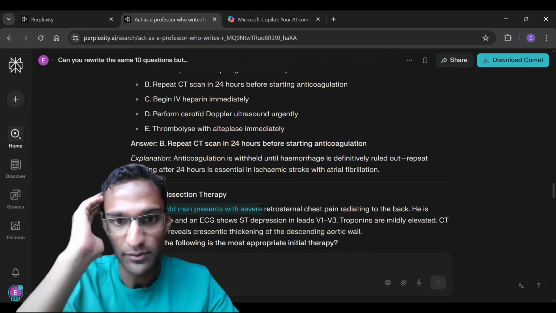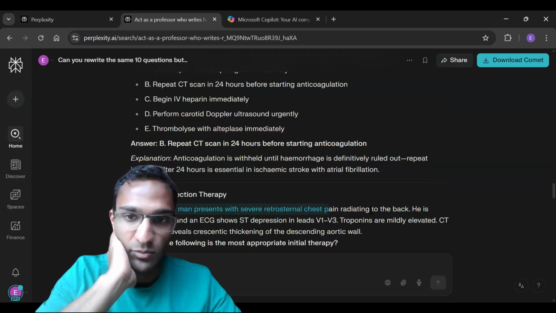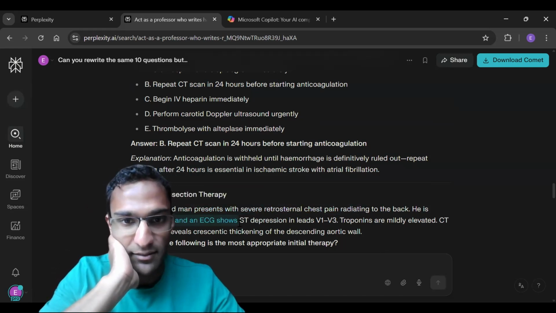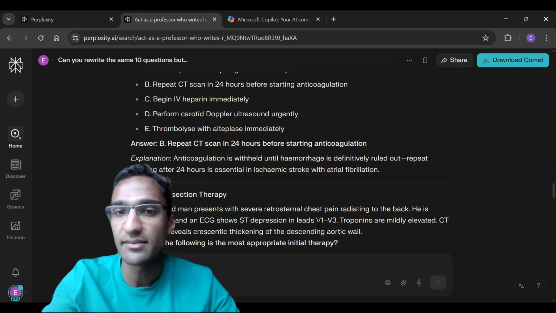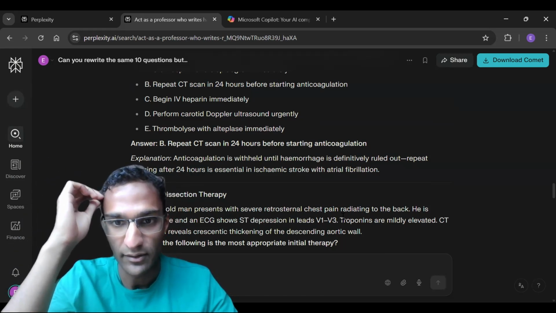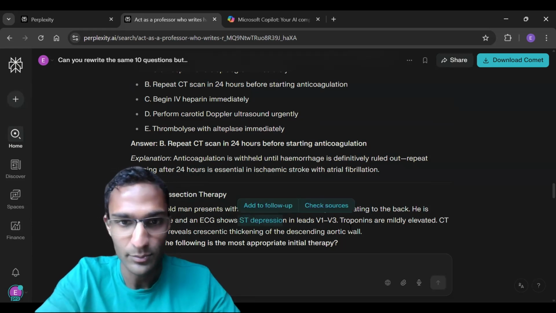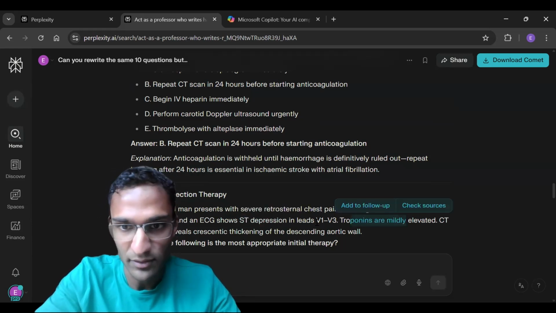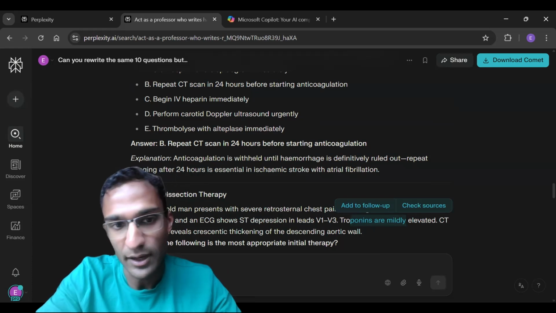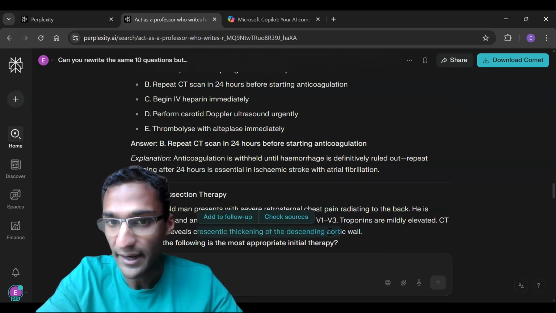54-year-old man presents with severe chest pain radiating to the back, hypertensive with ECG changes. So it is a classic story for aortic dissection. You have this chest pain radiating to the back, the cardiac parameters with the ECG changes, the troponins are elevated, and then you have this thickening of the descending aortic wall.